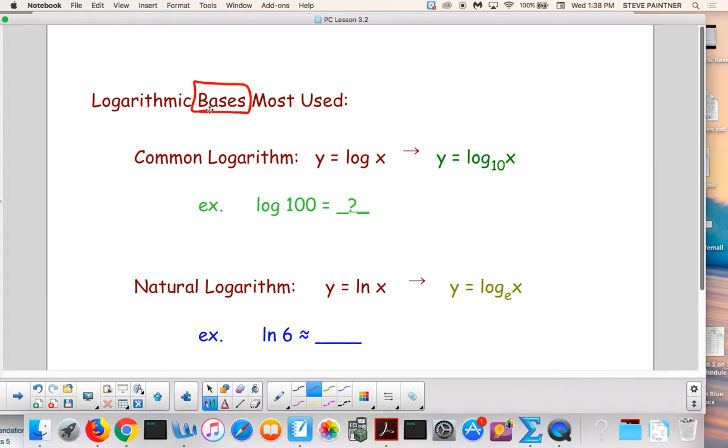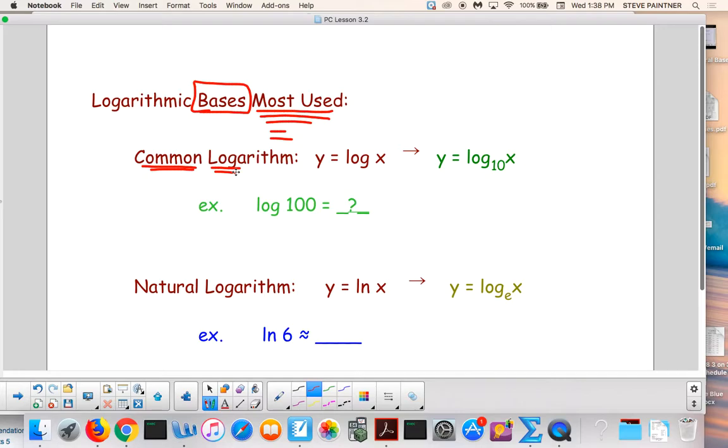This one says logarithmic bases that are most used. They're used so often, they give it this name. I just say common log. So what's the common log? The common log is this. Y equals log of x, where they don't even put the base down here. They never put the base.